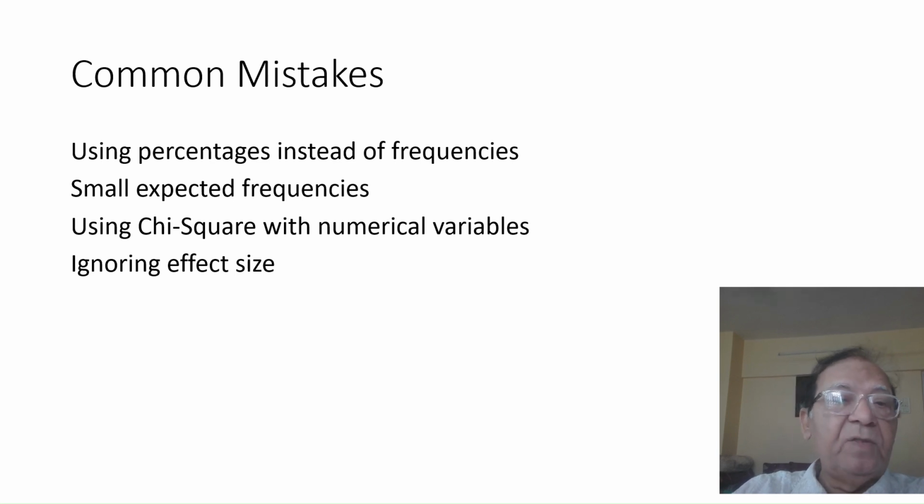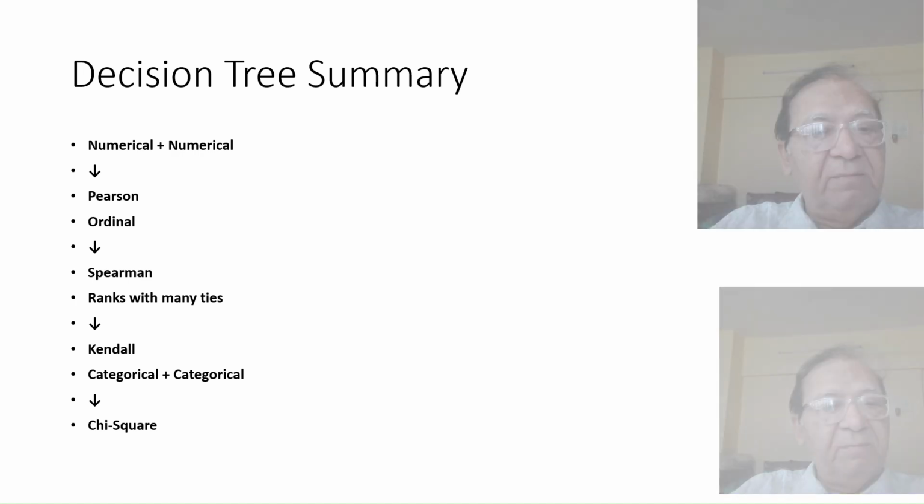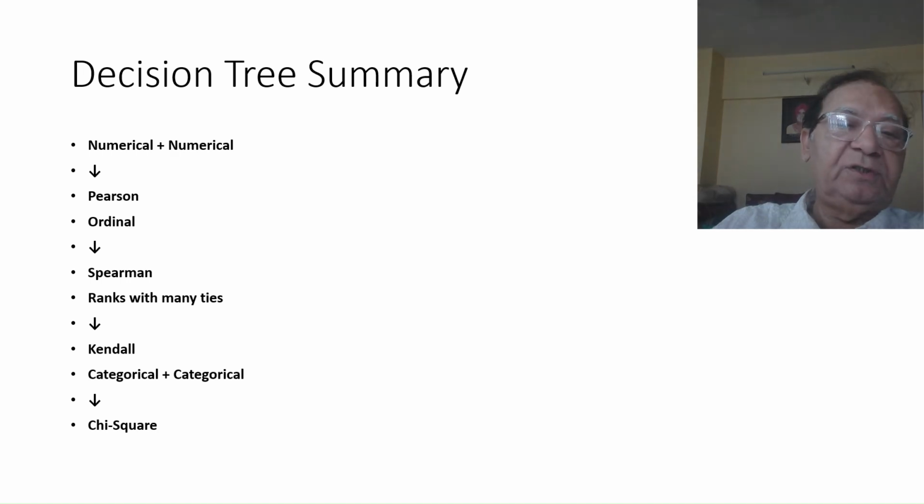In summary, if both are numerical values, we use Pearson. If they are ordinal, we use Spearman. If ranks with many ties, we use Kendall. If there is categorical and categorical, we use chi-square.